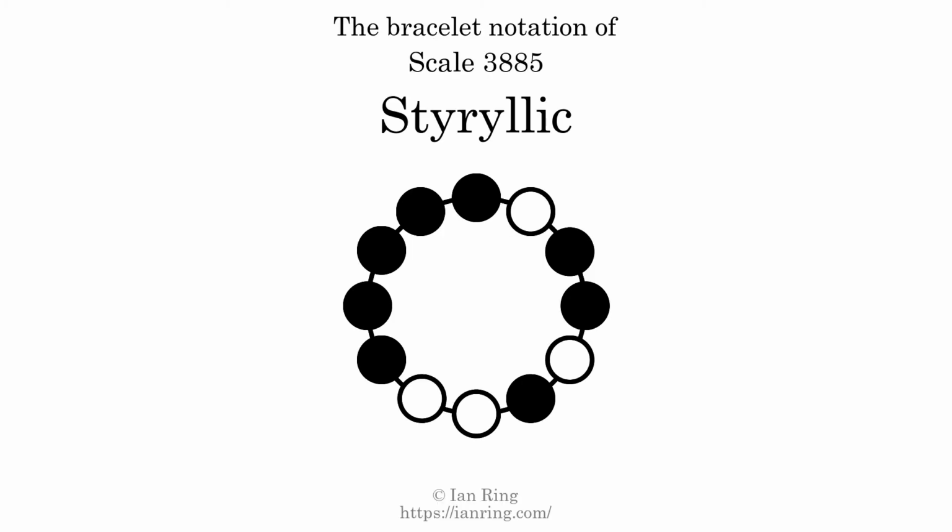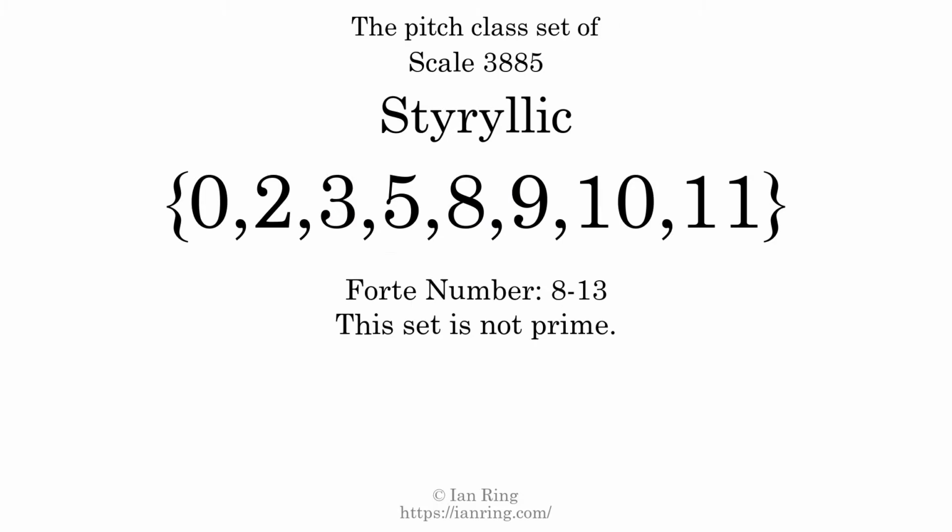This is a bracelet notation diagram of scale 3885. The shaded circles represent tones that appear in the scale, and they are read clockwise, starting at the top. The pitch class set for this scale is 0, 2, 3, 5, 8, 9, 10, 11. The forte class is 8-13. This set is not prime.